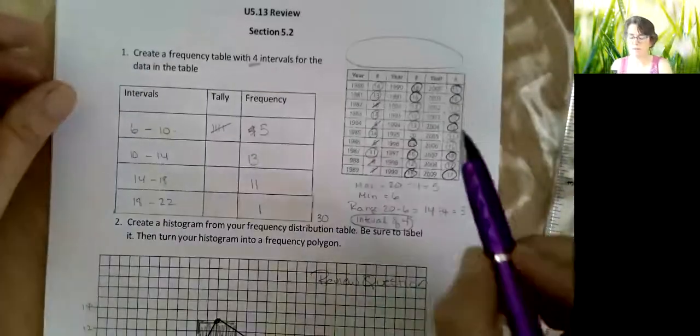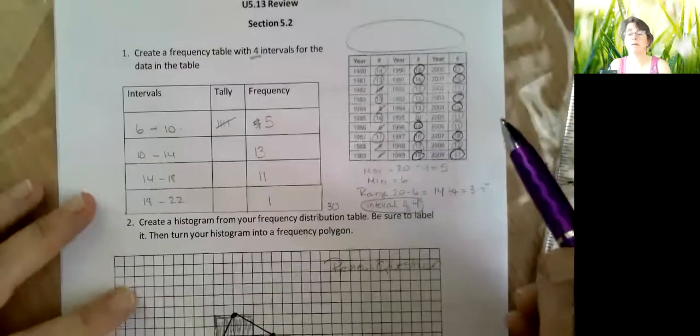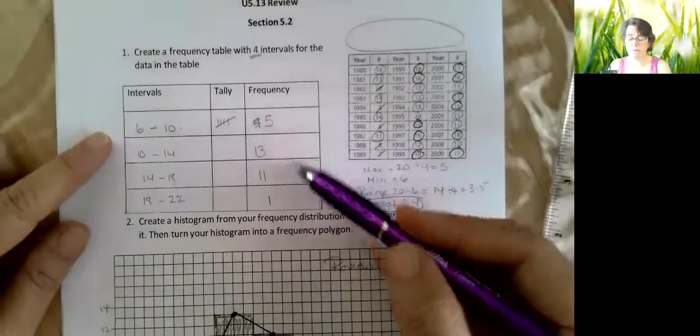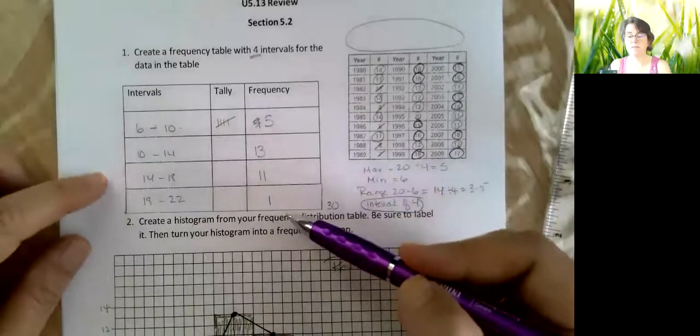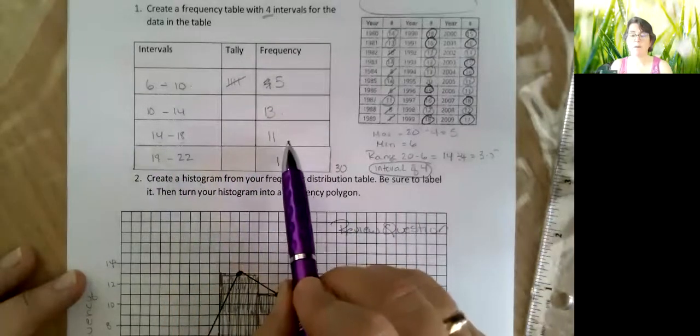So we took this table of information that was, although it was nicely detailed, really hard to get a feel for the data. We converted it into a frequency table, which allowed us to put it into intervals, so into groups. And it was better and easier to see. I could see clearly that between 10 and 14 was the most common, and between 14 and 18 was less common.